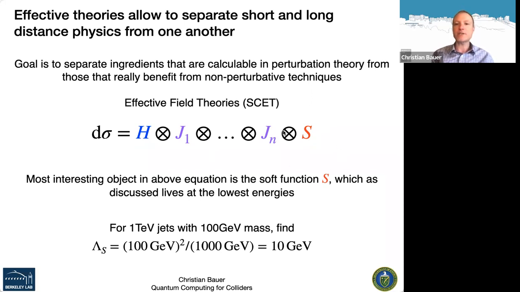Those jet functions live at the scale mj, which is typically much less than Q. And then there's the soft physics that can talk between all the different jets, and it's the soft physics that lives at the scale mj squared over Q. The important thing is, if I have the individual ingredients, H, the different J's, and the S, I can assemble this back together, and I can make a prediction for a cross-section.